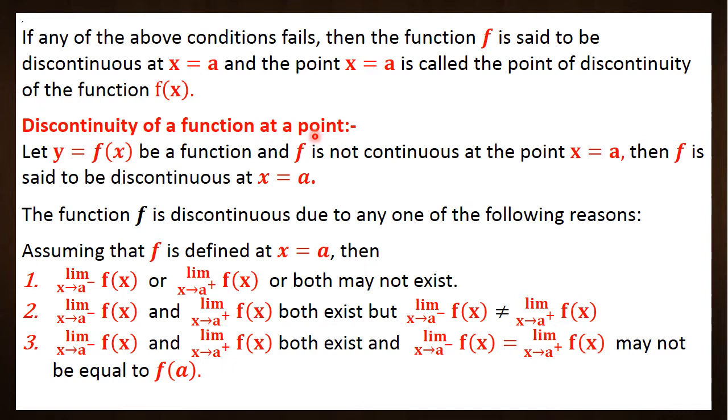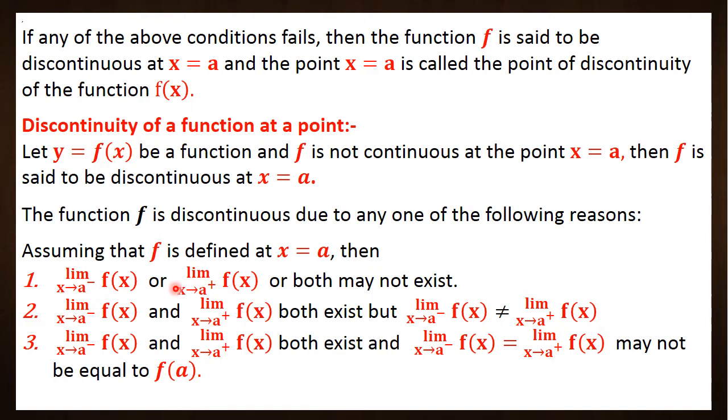Discontinuity of a function at a point. Let y = f(x) be a function and f is not continuous at the point x = a. Then f is said to be discontinuous at x = a. Now the function f is discontinuous due to any one of the following reasons. First, we assume that f is defined at the point x = a. That means f(a) exists. Then the first reason: the limit as x tends to a minus of f(x) or the limit as x tends to a plus of f(x) or both may not exist. That means the left hand limit or right hand limit or both may not exist.